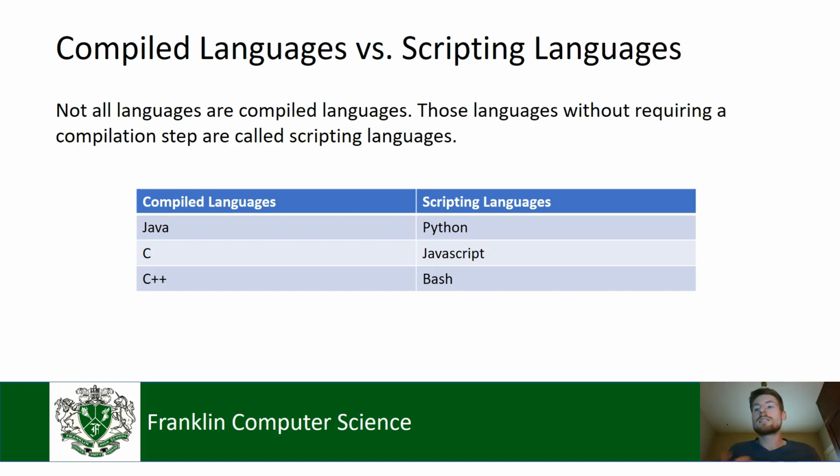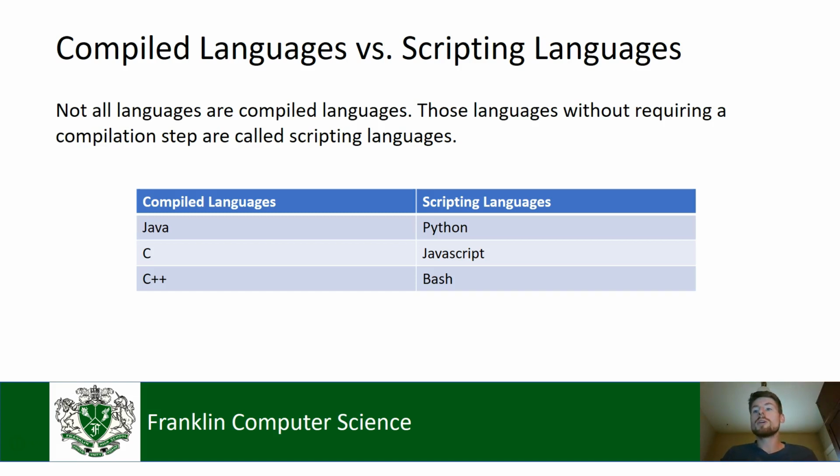So C, C++, Java, all of these are examples of compiled languages that when you write your code in C or Java, it then gets converted into something that humans generally can't understand, or is a lot harder to read, a lot harder to understand, that the computer can run.